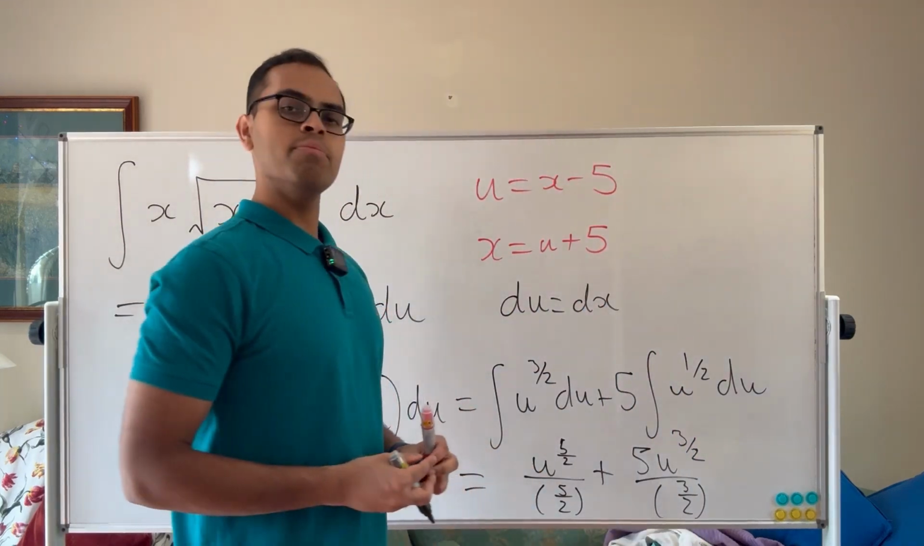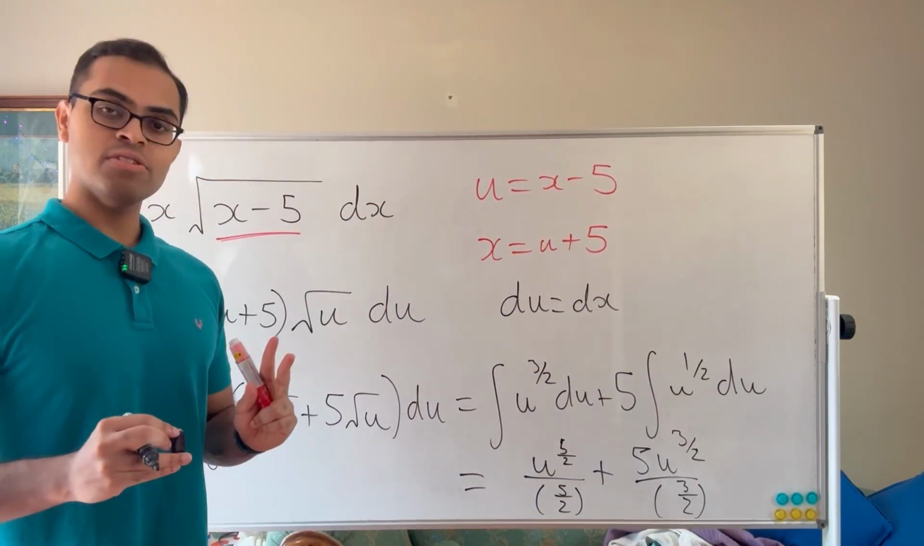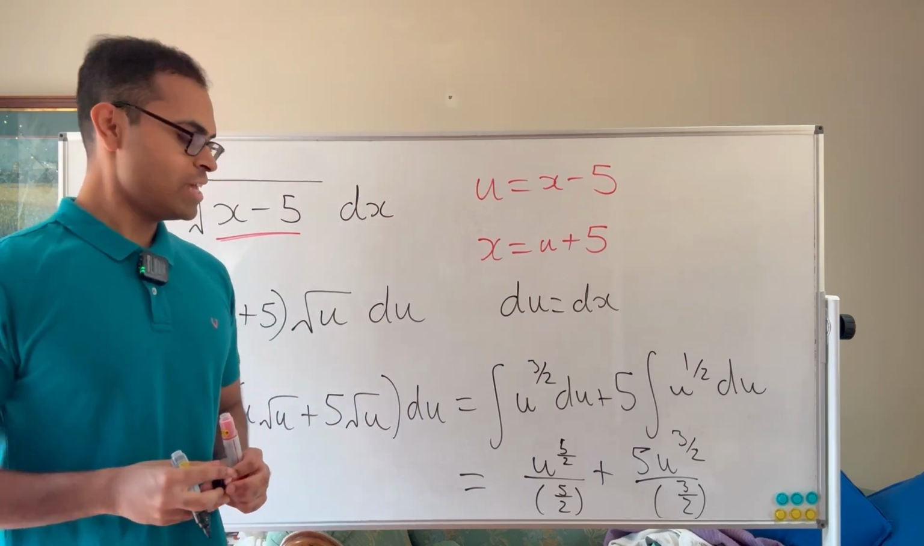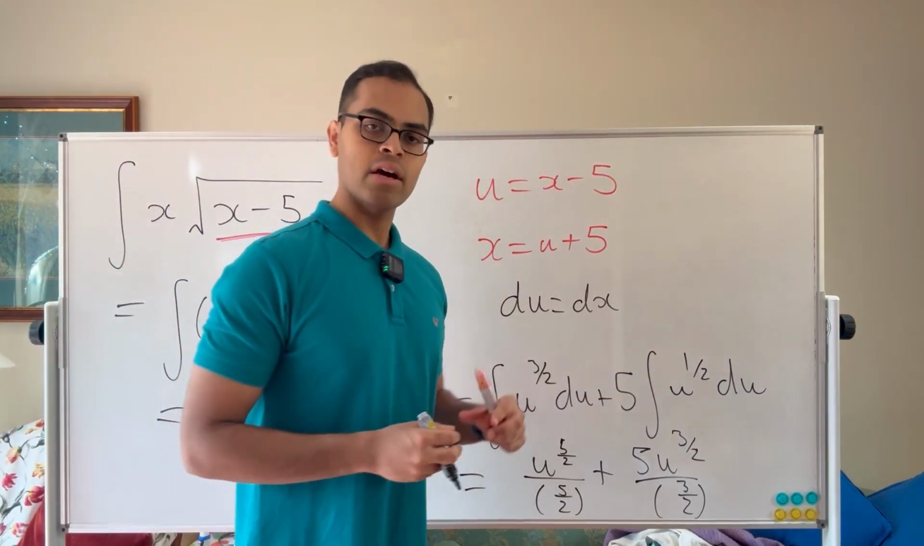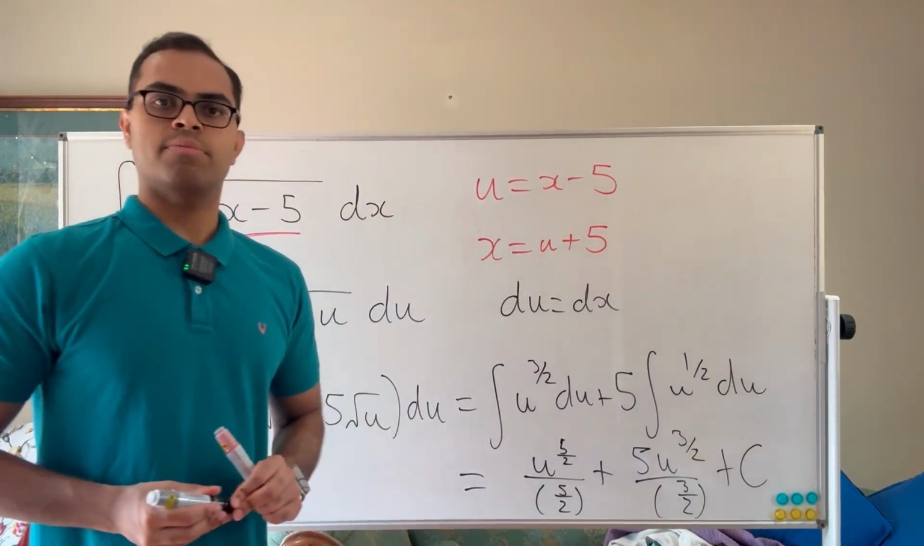Now drop a comment down below, what's wrong with this answer? There is something wrong with it. Two things wrong with it. The first wrong thing is that we have to add a constant, and the second wrong thing is we need to represent everything in terms of x.